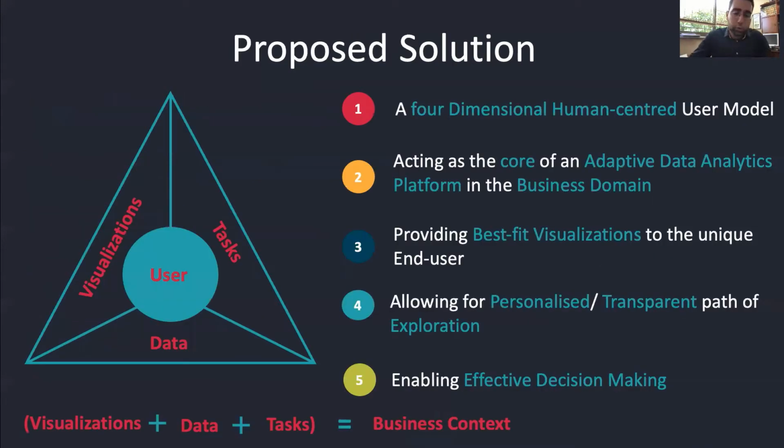Therefore, we propose our four-dimensional human-centered user model that, of course, has the user in the center dimension and three dimensions around it, which make up the business context. These dimensions are visualizations, tasks, and data. The aim of this user model is to bring the human in the loop and help the user by providing best fit data visualizations according to the user's characteristics and the business context characteristics.